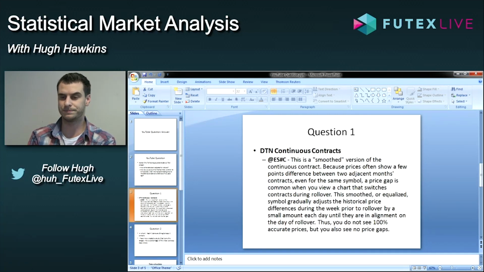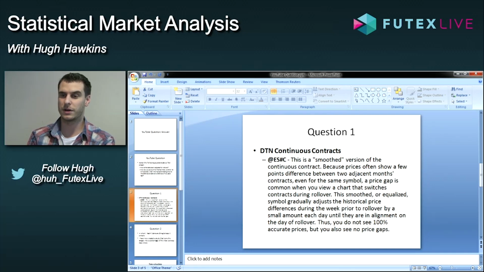Delta support. So we feed Market Delta, the charting platform that I use for the studies. We feed that via DTN IQ feed. Now, DTN IQ feed have two different types of continuous contracts. They have @ES# C and @ES#. Obviously, the C is the smoothed continuous contract. So like it says here, they smooth out some gaps and they adjust it so the prices aren't always perfect, but the idea is to get a clean chart.